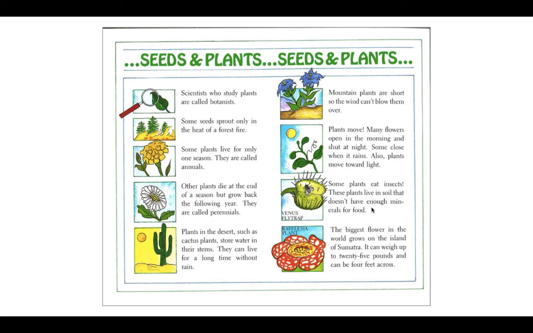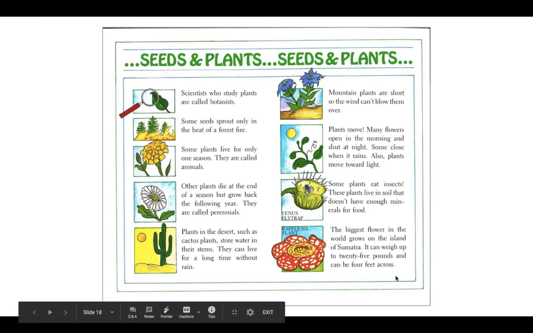Some plants eat insects. These plants live in soil that doesn't have enough minerals for food, so they end up eating insects. The biggest flower in the world grows on the island of Sumatra. It can weigh up to 25 pounds and can be 4 feet across. That is a huge plant.